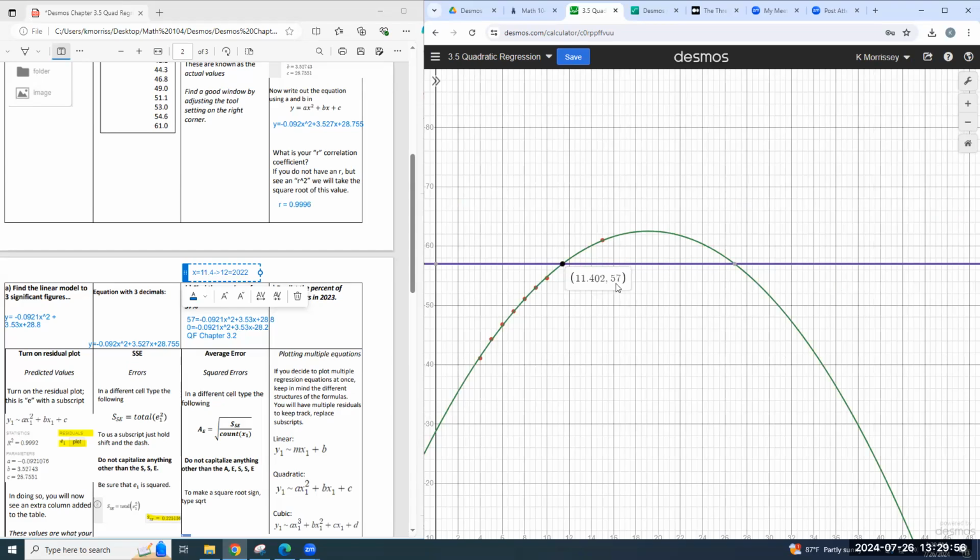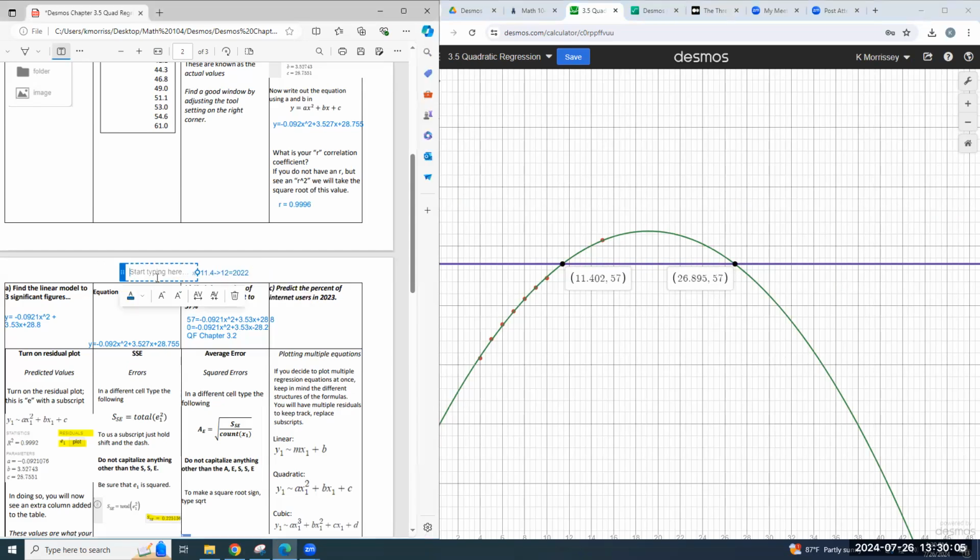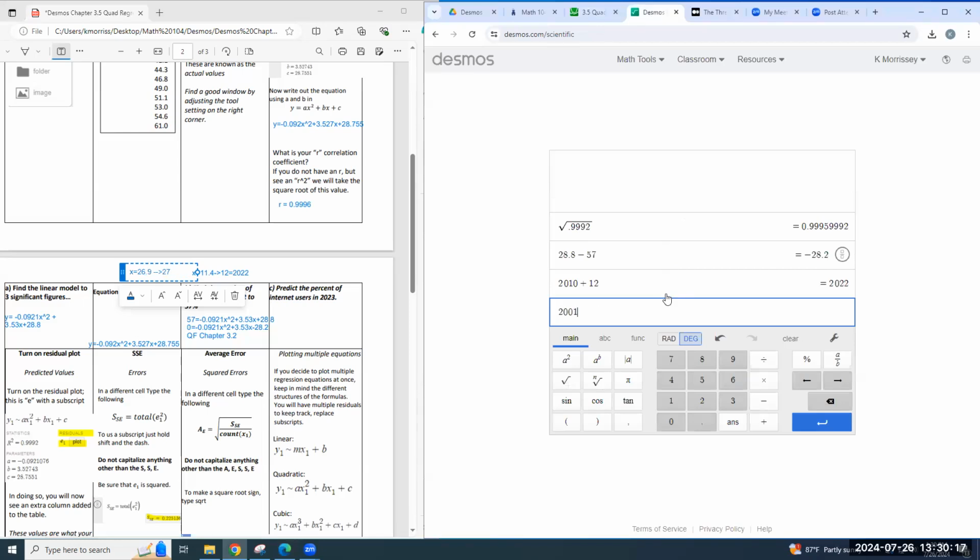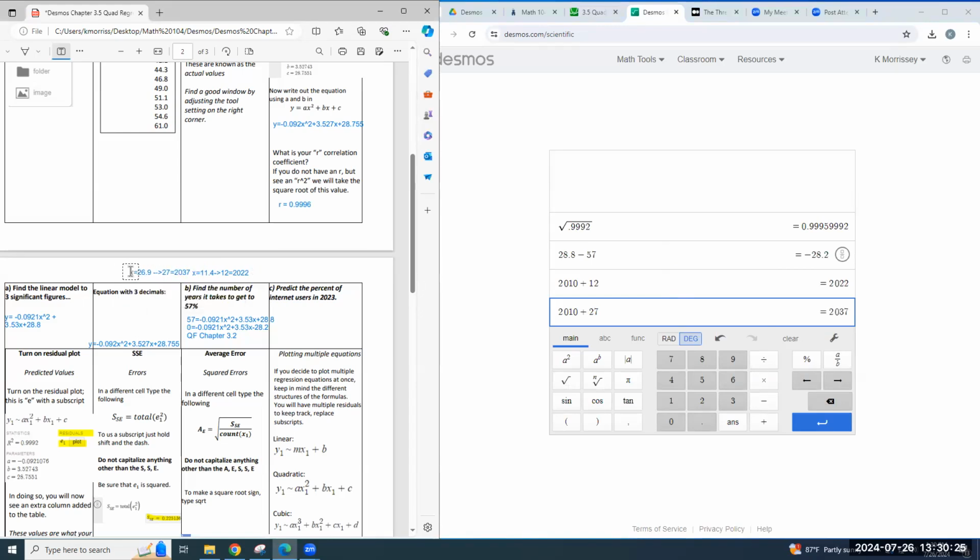So here's one spot, 11.402, and again over here, 26.9 or so. So I'll write that over here. X is equal to 26.9, so about 27 years, which again, we're going to be adding to 2010. So in the year 2037, I have completely lost my head. So in the year 2037 and 2022, you will have 57% of internet users. I want to say in the US, if that was the problem.